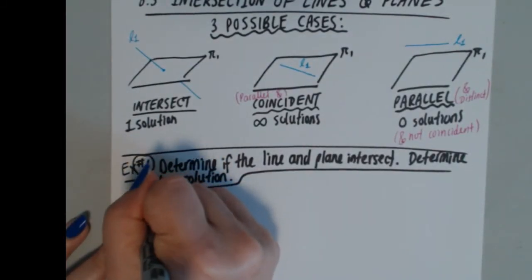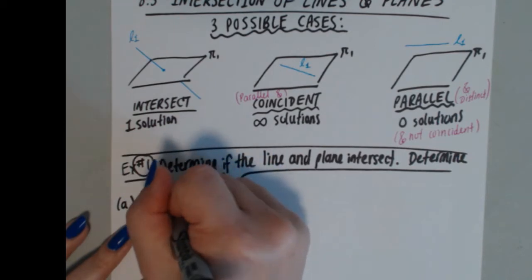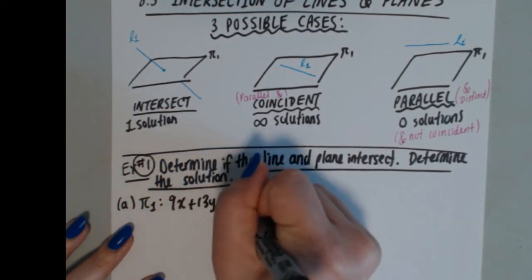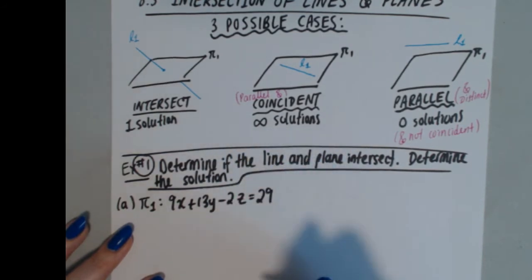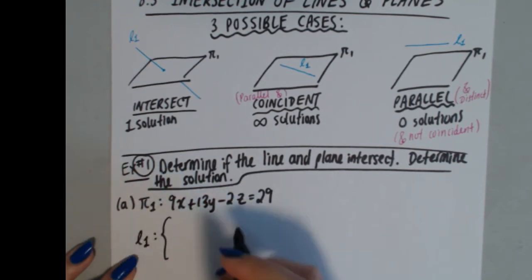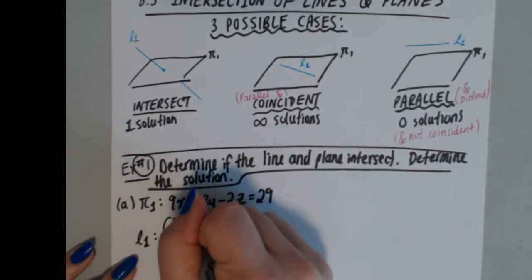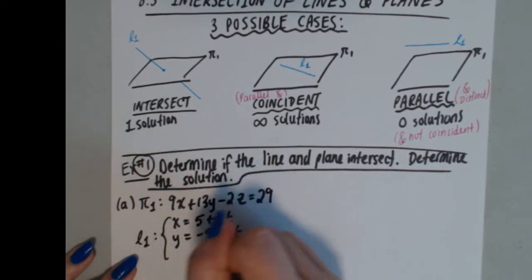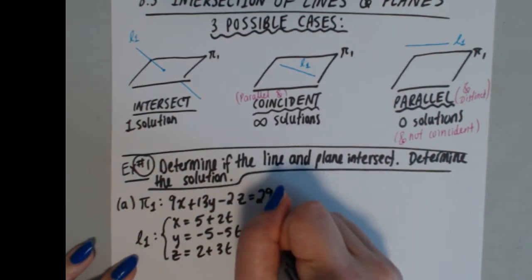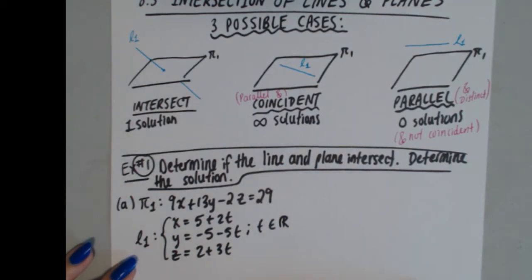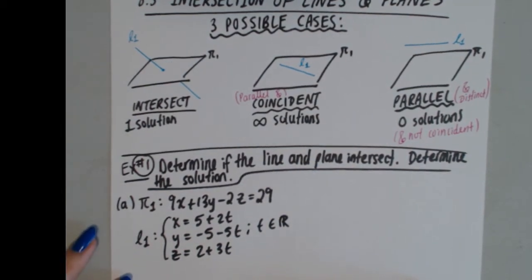So part A, we've got the plane pi 1, and pi 1 is given by the scalar equation 9x + 13y - 2z = 29. And the line is L1, and it's given by the parametric equations x = 5 + 2t, y = -5 - 5t, and z = 2 + 3t. Here t is an element of the real numbers, so that's a parameter. All right, so determine if they intersect.